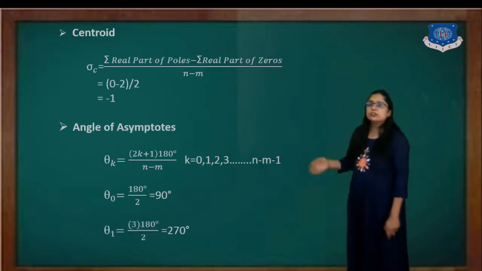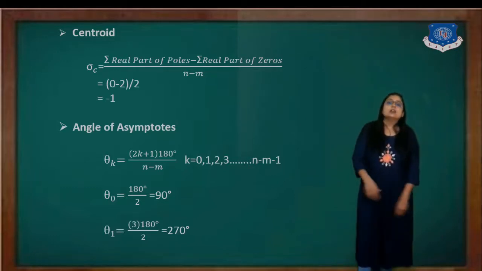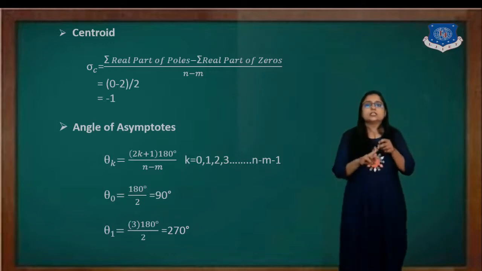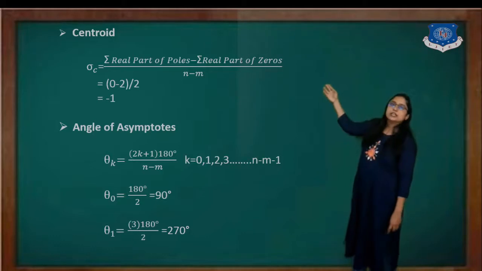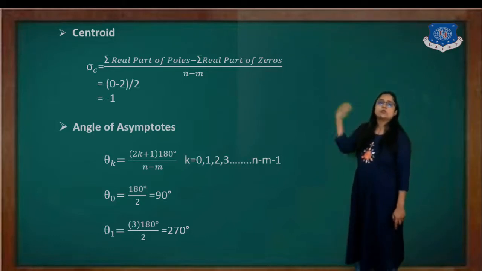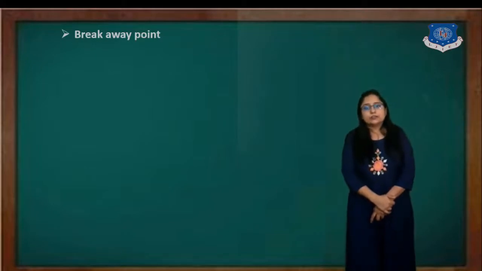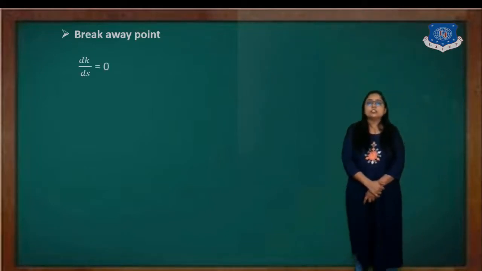Now substitute k equal to 1. So what we will get? That is 270. So here we have two angles. One is 90, another is 270. And that we have to draw from the centroid, that is at the -1. Now next step is what? It's a breakaway point. Now for the breakaway point, equation is what?